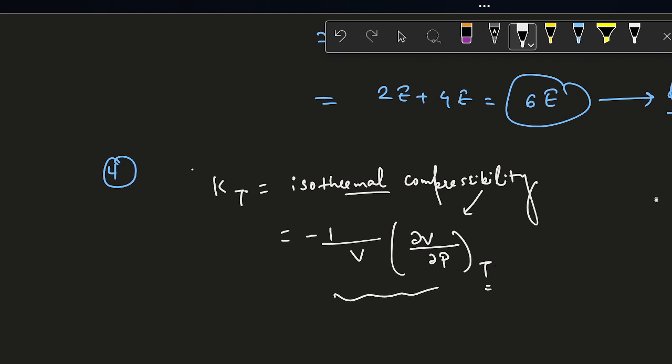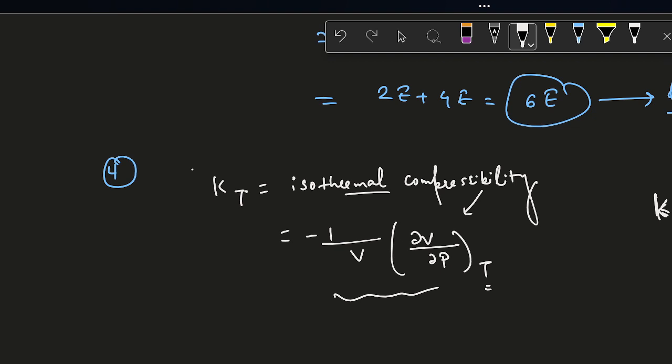Okay, and similarly you can also have another term, that is isentropic or sometimes also called adiabatic compressibility. Okay, because here the subscript is S. S is the entropy, that means S remains constant in this case, and the notation is the same. This is just minus 1 by V del V by del P, and instead of T here, S is constant.